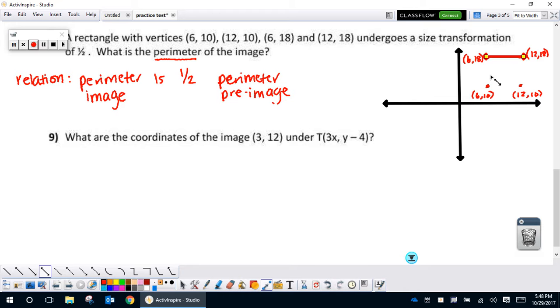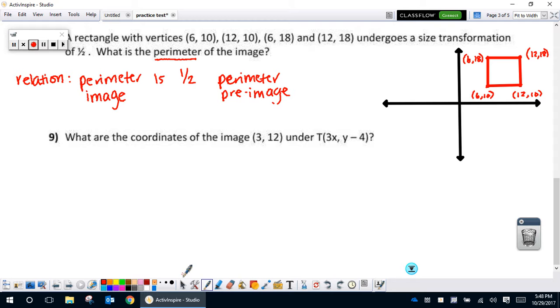So, no, I don't want the arrow one. Alright, connect. Alright, looks a little bit more like a square, but you know you can't judge it. So, you want to figure out the distance. So, the distance from 6 over to 12 is 6, and then 10 up to 18 is 8. So now you just want to find your perimeter.